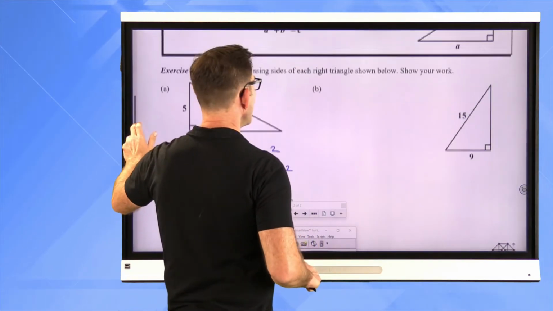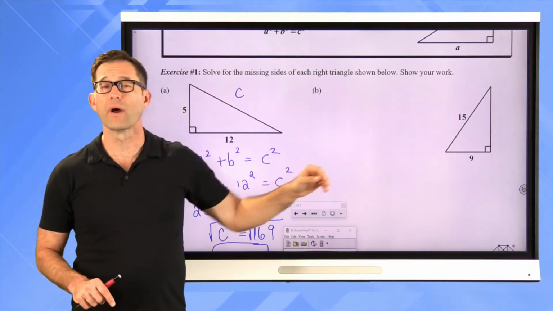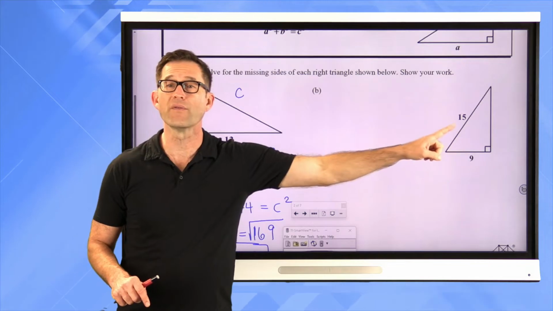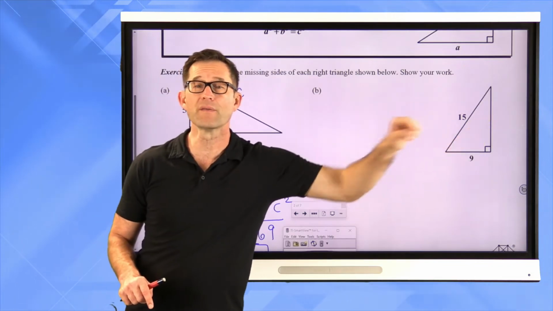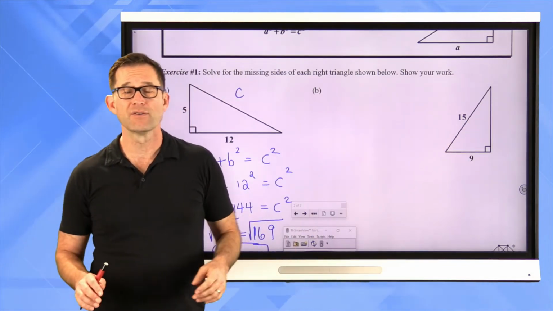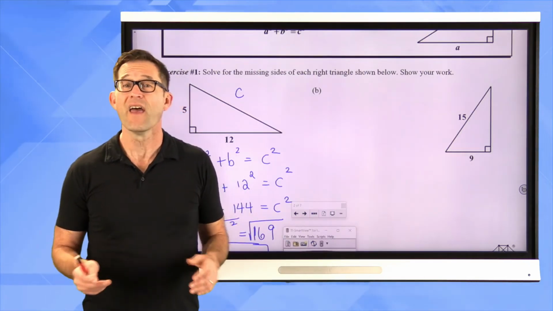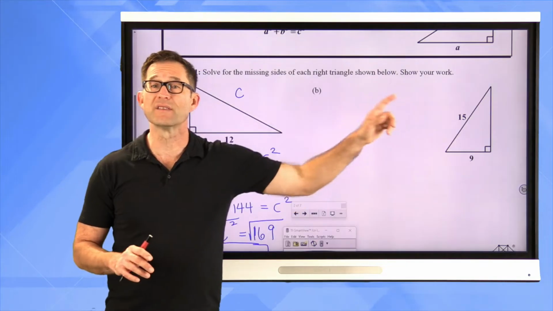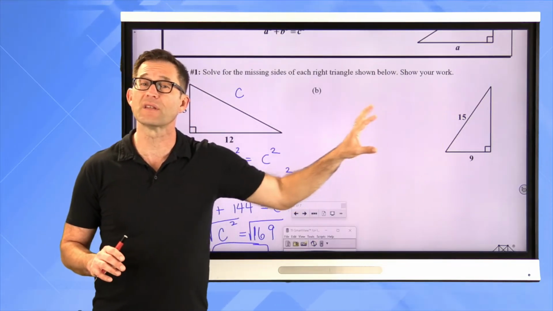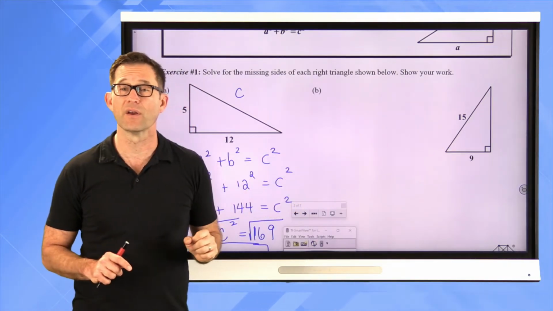Now, in our second case, letter B, we've got one of the legs and the hypotenuse, but we're missing the other leg. Should I call it A? Should I call it B? The answer is it really doesn't matter. A and B are interchangeable. It's the C, the hypotenuse, that stands alone by itself on one side of the equation.